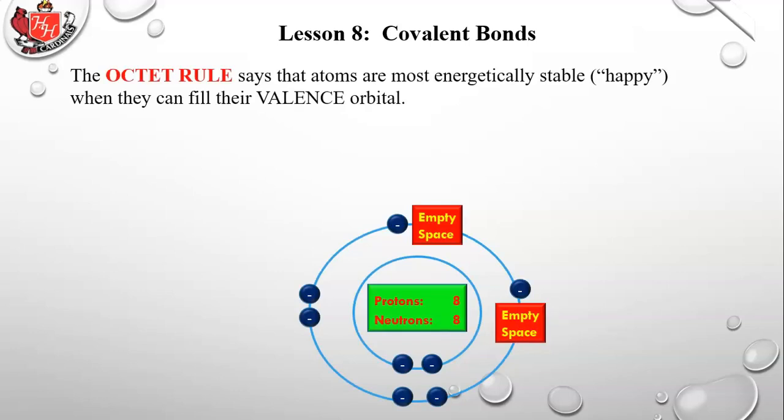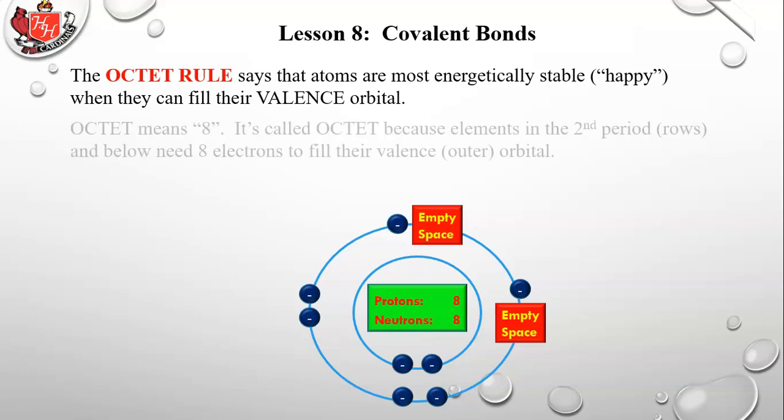The octet rule. Now this is a key rule in chemistry. You don't need to understand why the octet rule works, you just have to understand what it does and what its effect is. All of the science behind why atoms like to form octets is beyond the scope of what you need to understand, but understand how the octet rule works. The octet rule says that atoms are most energetically stable, we kind of use the metaphor happy, when they can fill their valence orbital. So atoms want to fill their valence orbital.